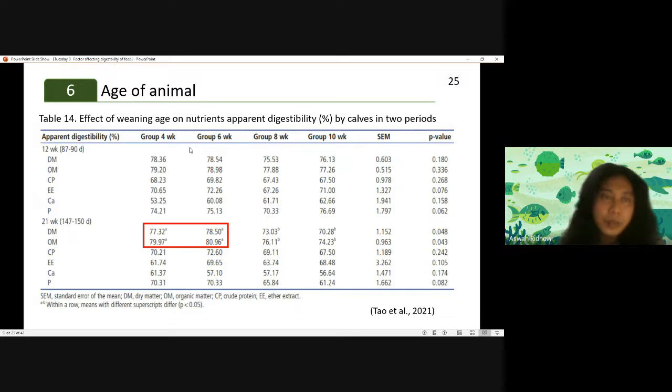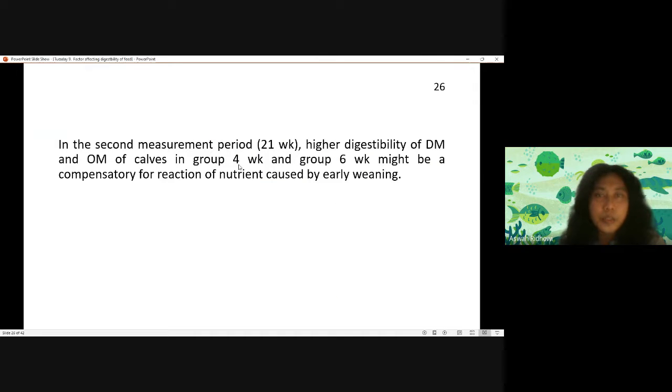on the digestibility, but if they identify on the 21st week, it seems like by weaning earlier, it means in 4 and 6 weeks they have a better digestibility compared with the weaning in the older period, 8 until 10 weeks. So in this case, we will notice that the weaning age also will affect the digestibility. So in the second measurement, higher digestibility of dry matter and organic matter of calf in group 4 and 6 weeks maybe is compensatory for the reduction of the nutrient caused by the early weaning.